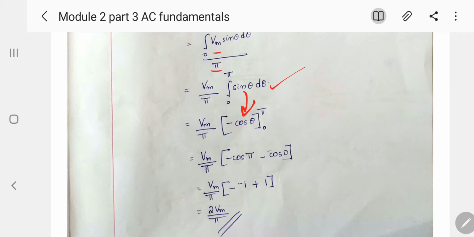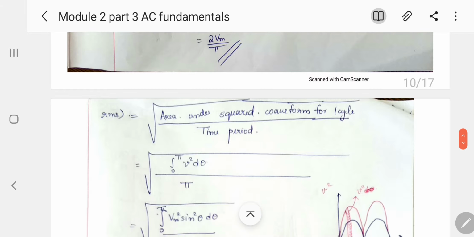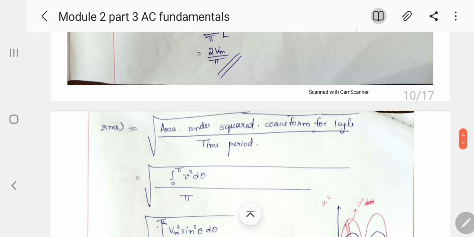Integral of sin theta is minus cos theta in the interval 0 to pi. So Vm by pi in the interval, minus cos pi minus cos 0. Then next one is Vm by pi, we are substituting the limits, the values. Cos pi is minus 1 and cos 0 is 1. So substituting all these values, you are getting 2 Vm by pi. Okay, 2 Vm by pi. So this is the average value of a full wave rectified AC voltage waveform.